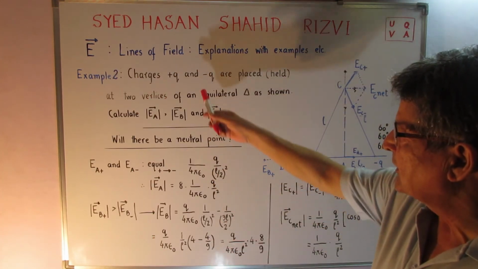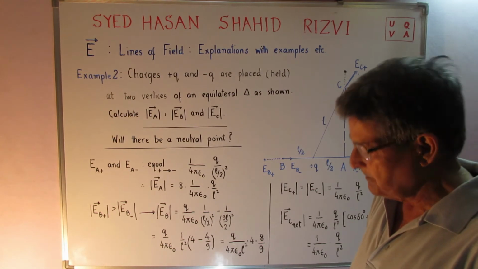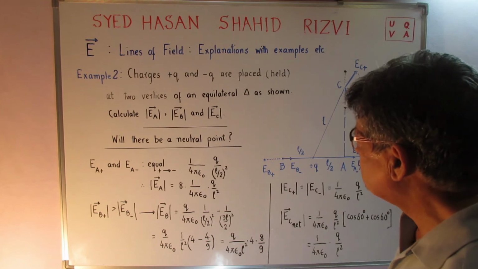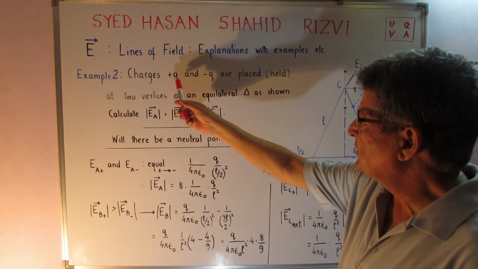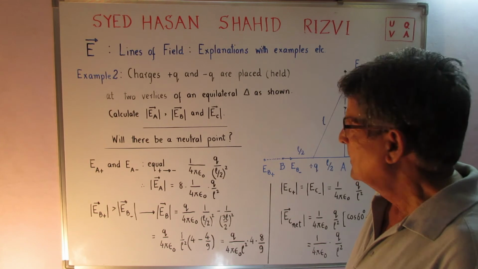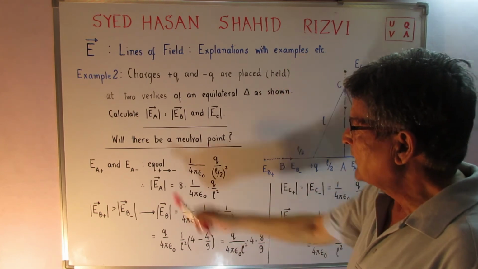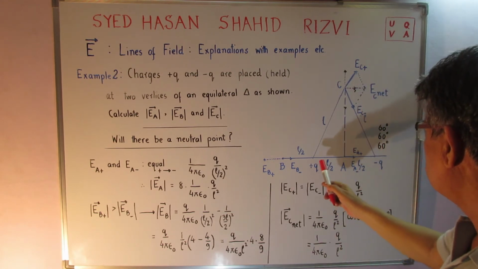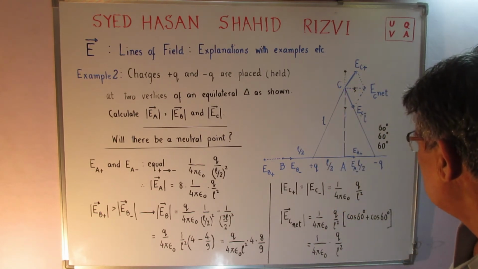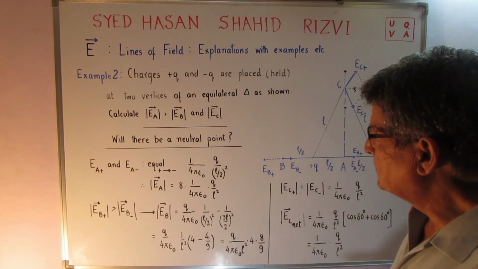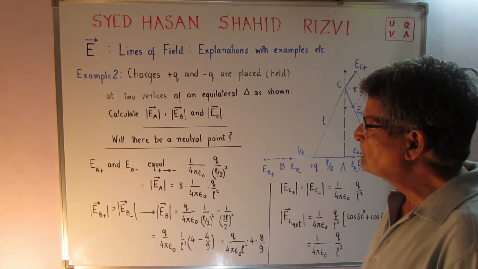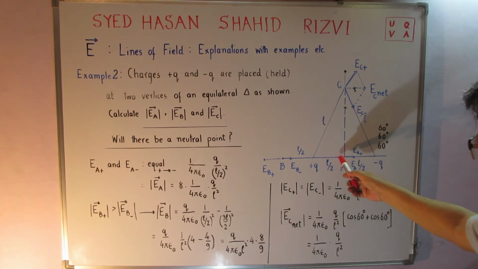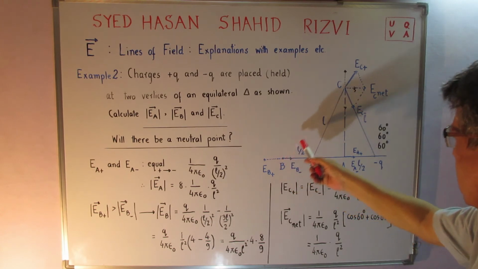So I take another example, and explain out the things. This is another example, a favorite example with teachers, where charges plus q and minus q are placed, I'm writing, held at two vertices of an equilateral triangle as shown. The diagram is not up to the mark. Calculate the electric field at the point A, at the point B, and at the point C.